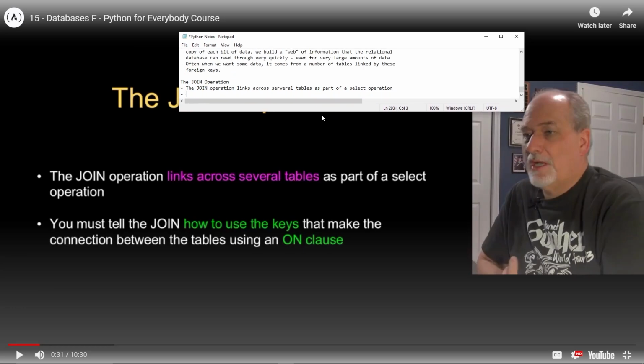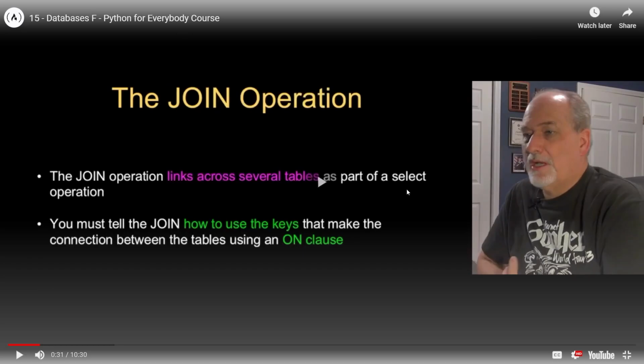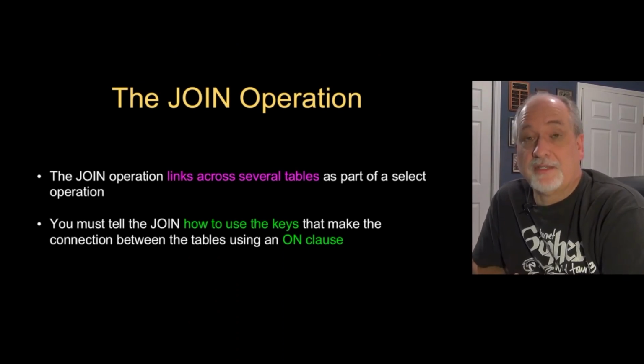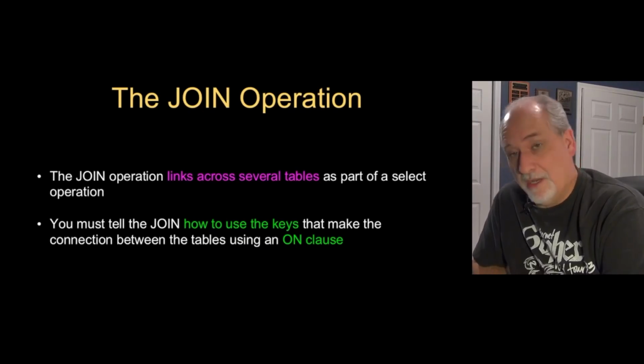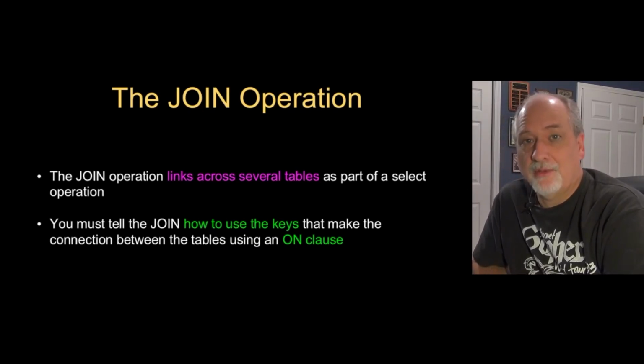All right. We must tell the join how to use the keys that make the connection between the tables using an on clause. All right, so there's going to be an on keyword. The join operation basically is a way to specify in a select statement that you want to pull data out of more than one table, and then specifying using what's called the on clause exactly how you want that data pulled out.